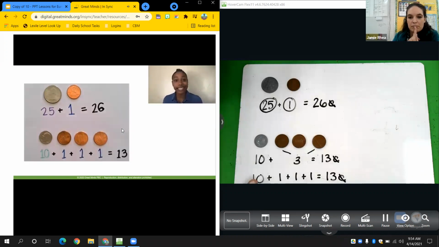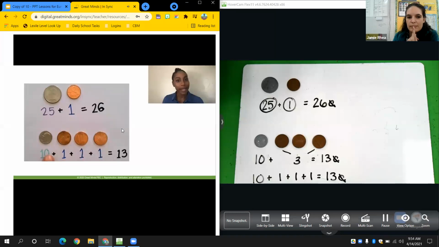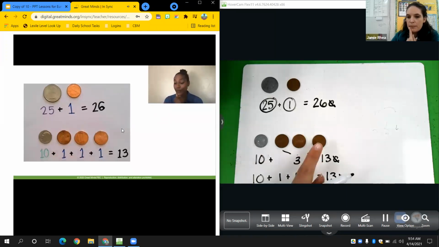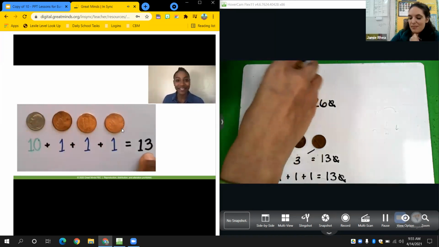An addition sentence I think matches this is 10 plus 1 plus 1 plus 1. Why did I write 10 plus 1 plus 1 plus 1? Because that's the value of the coins. I know 10 is the value of 10 cents. I know a penny is worth 1 cent, so I just added their values together. And mathematicians, how much money is this? 13 cents. I added the value of the coins and I got 13.